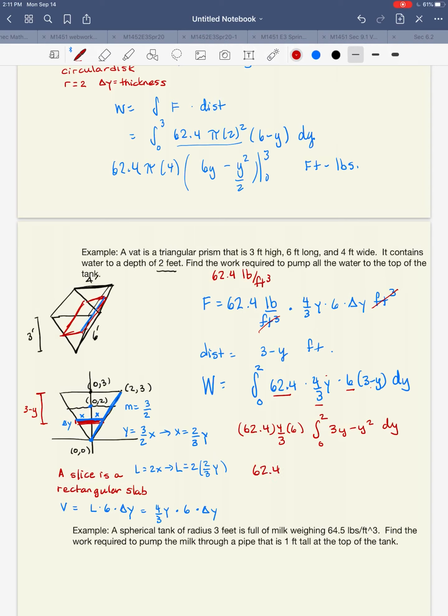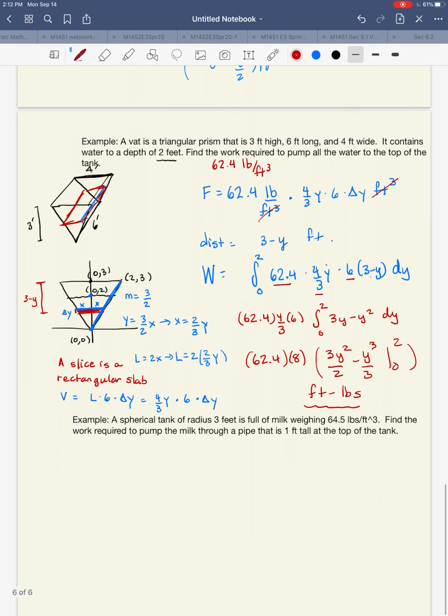So 62.4, 4 times 6 is 24. 24 divided by 3 is, I don't know, 8. Then we have 3y squared over 2 minus y cubed over 3 from 0 to 2. Whatever number that is, again, our units will be foot-pounds.